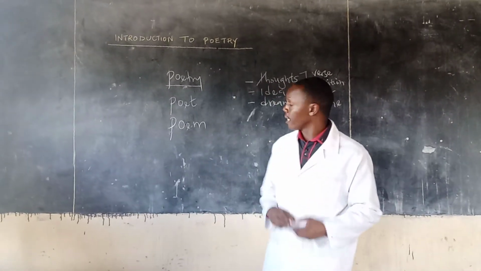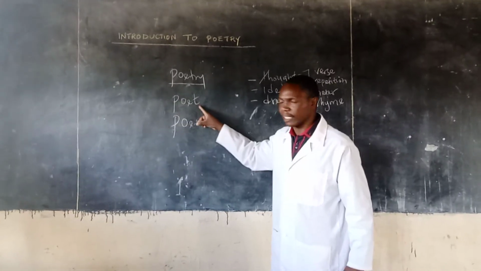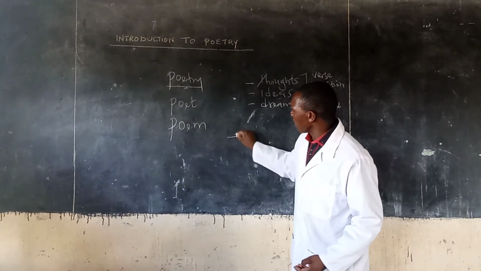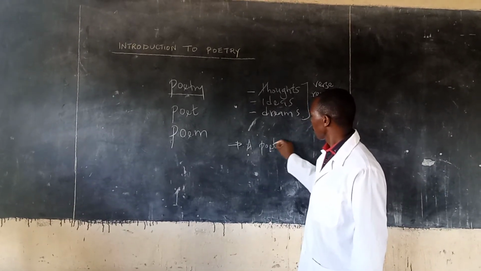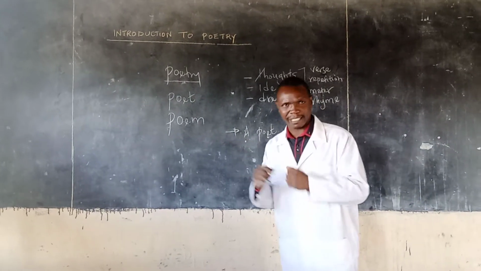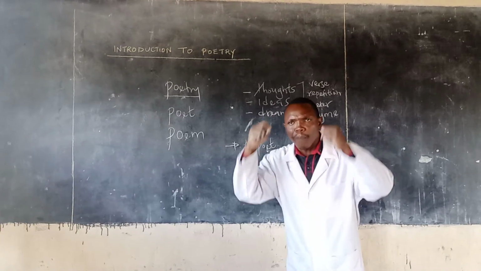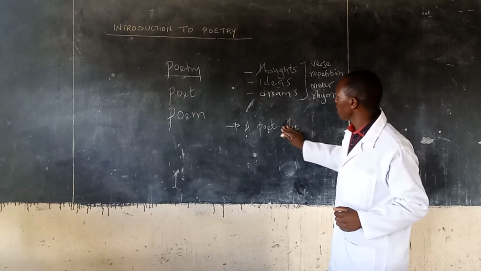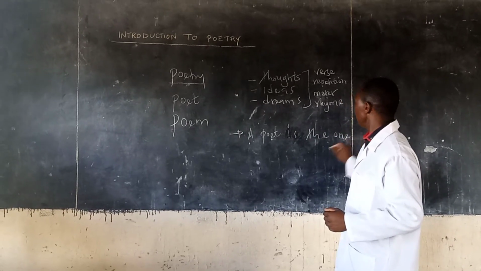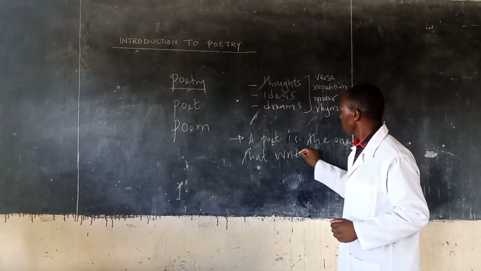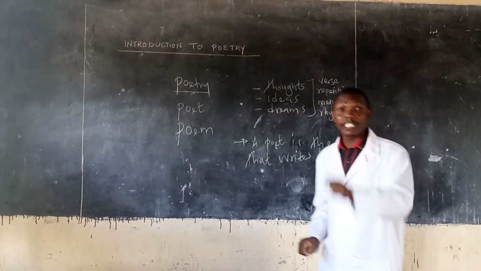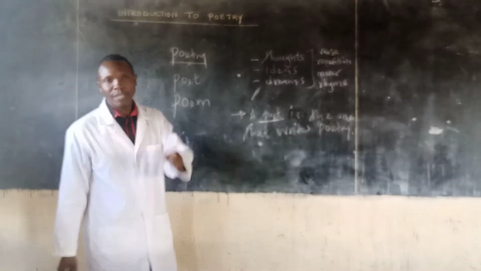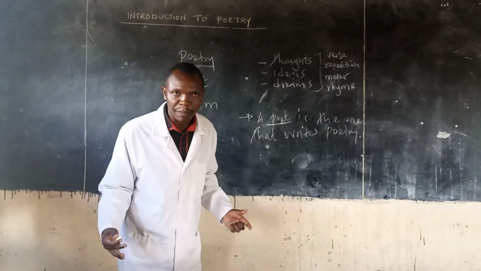Now, let us look at the next term. We have poet. Who is a poet? As you have to understand, a poet is a person. And who is this person? This is a person that writes poetry. So it is clear that the person who writes poetry is referred to as a poet. This is what you must understand for you to understand this concept of poetry.